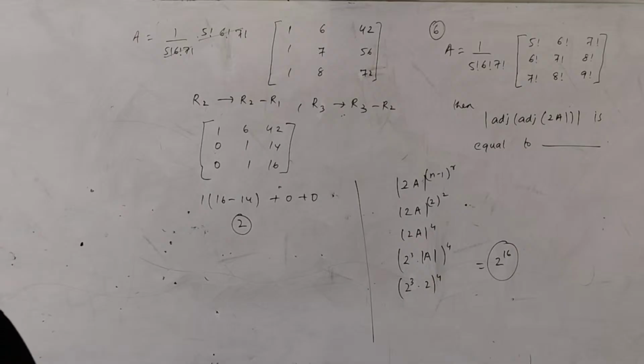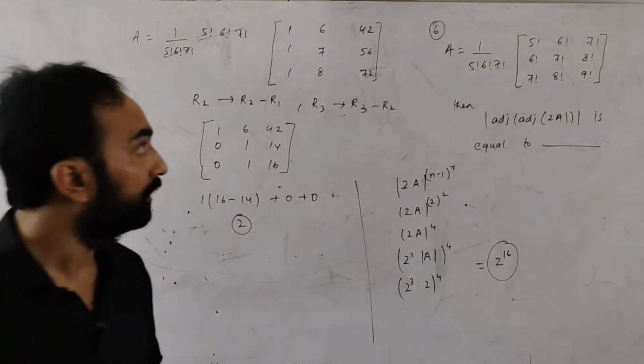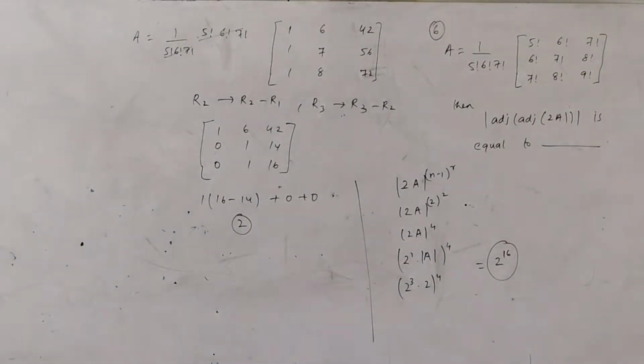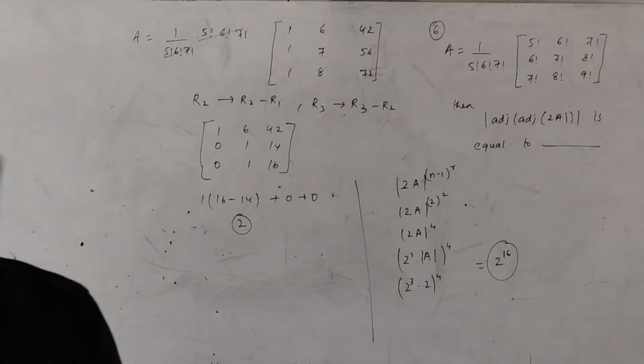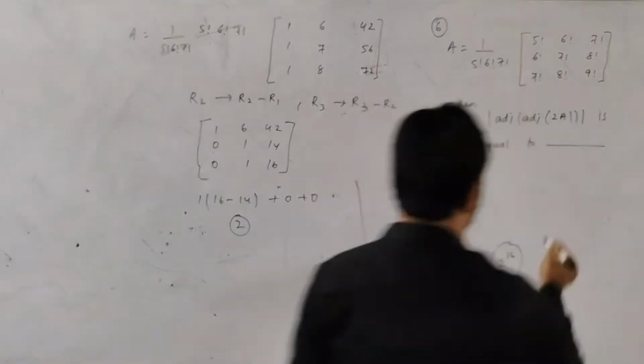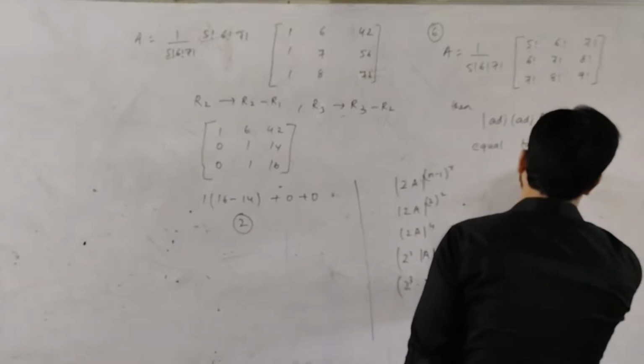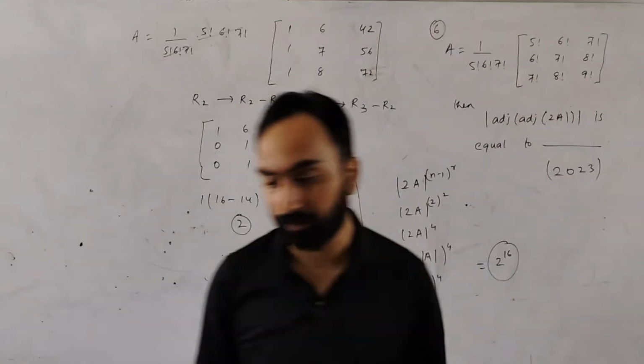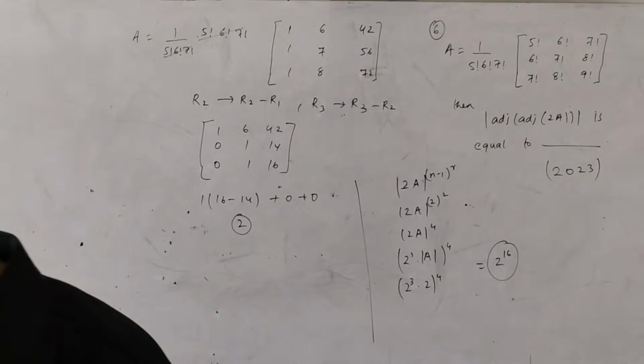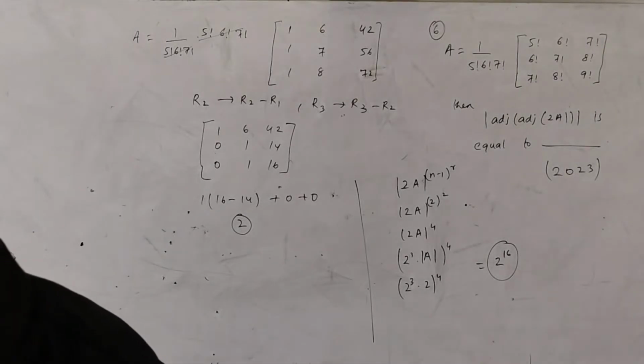This was your problem number 6. Now the next problem is problem number 7. And this is from the year, I think, 2023. Problem number 6 was from the year 2023, right? Somebody wants the year to be mentioned. So this is from the year 2023. Now just see the next problem, problem number 7.